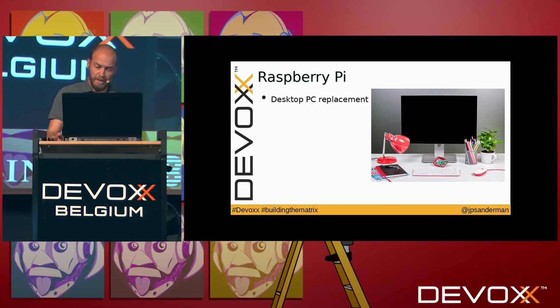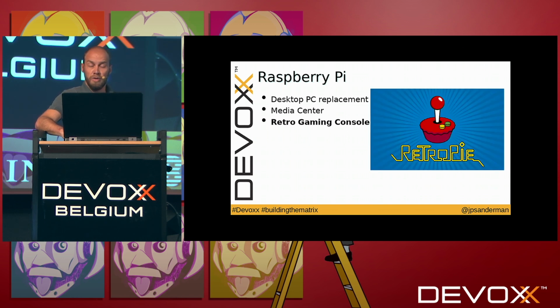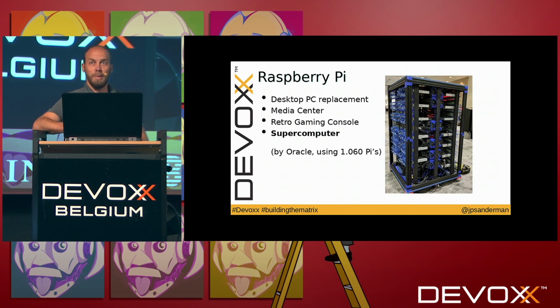Now, as I said, the Raspberry Pi is more like a computer. So it has a lot of use cases, but just to name a few. You could use it as a desktop PC replacement, and just by changing the software that's on the SD card, you could turn it into a media center that you could put behind your television. Or you could use it as an emulator to play your old Commodore and Nintendo games. Or you could combine a few Raspberry Pis, over 1,000 like Oracle did, and create your own new supercomputer.